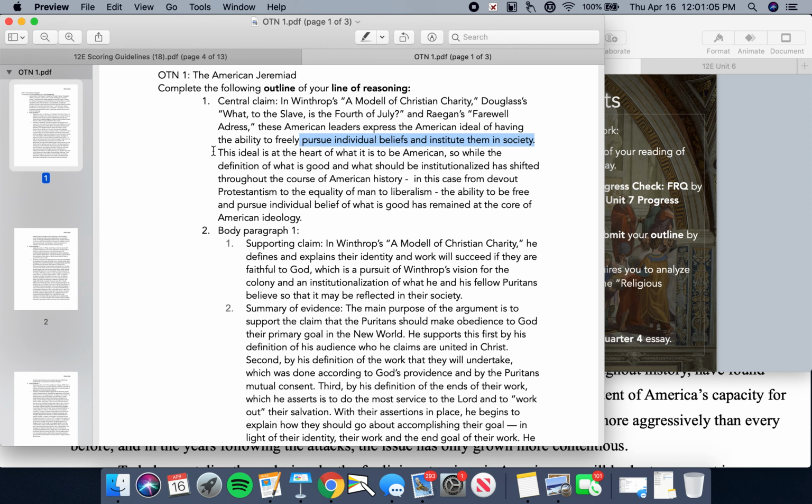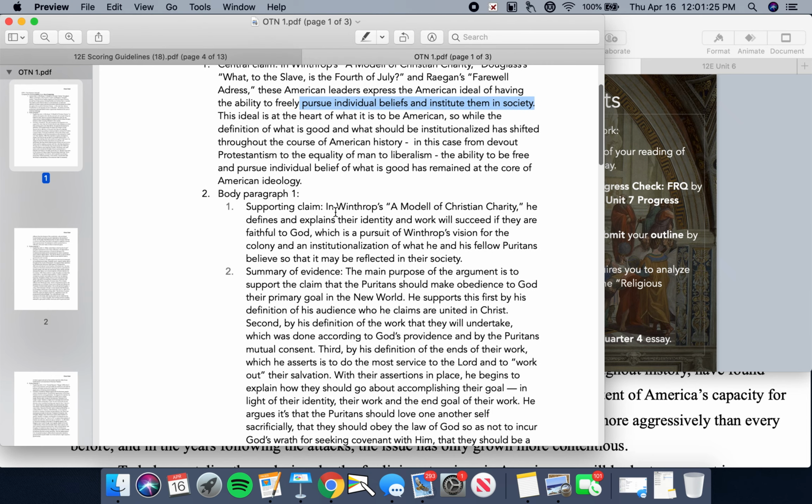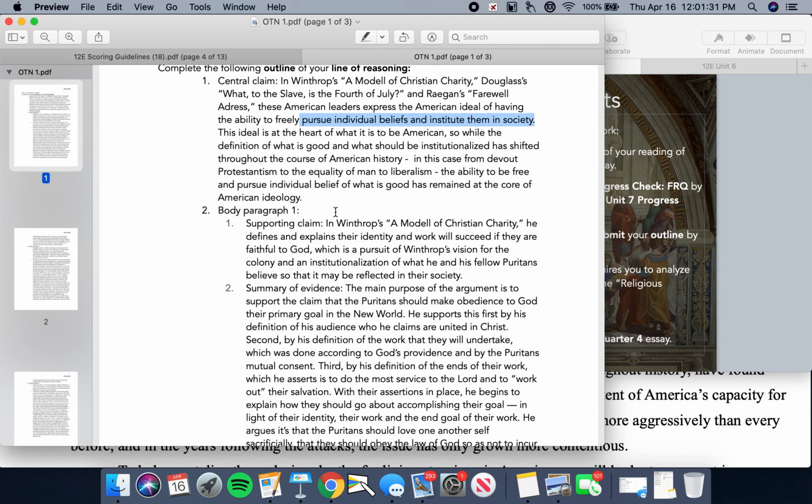Again, the student continues to assert this ideal is at the heart of what it means to be an American. So while the definition of what is good and what should be institutionalized has shifted throughout the course of American history, in this case from devout Protestantism to equality of man to liberalism, the ability to be free and pursue individual belief of what is good has remained at the core of American ideology. That is a cogent claim that answers the prompt. It identifies the three sources that the student is going to be working from, and then it offers a supporting claim in body paragraph number 1, identifying the first source.